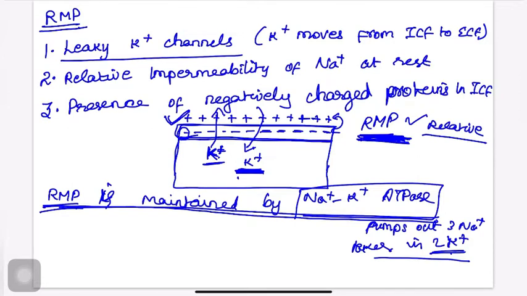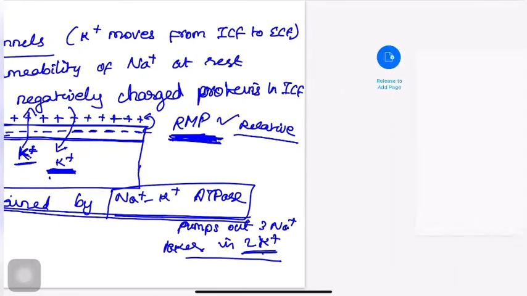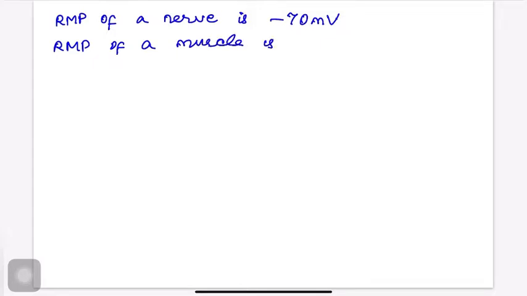Understood, right? So this is what the resting membrane potential is. The resting membrane potential of a neuron, or a nerve, is minus 70 millivolt, and the resting membrane potential of a muscle fiber, a muscle, is minus 90 millivolt. As we'll be mostly discussing these two as excitable tissue in our physiology, we are giving the resting membrane potential values of these two.